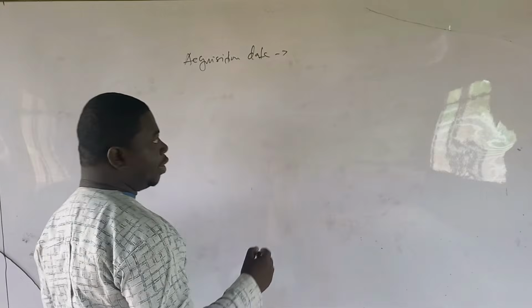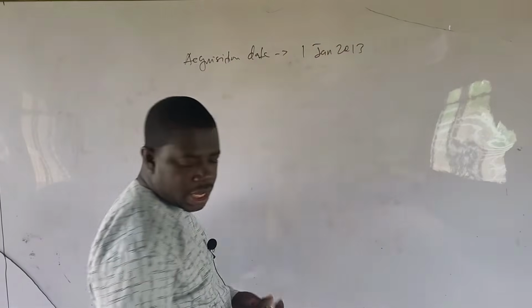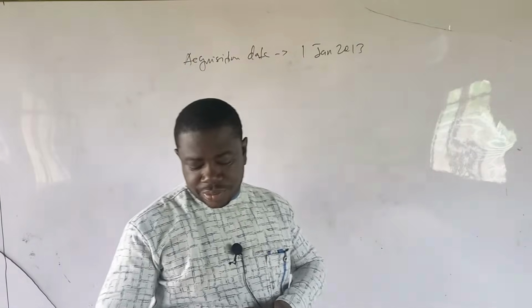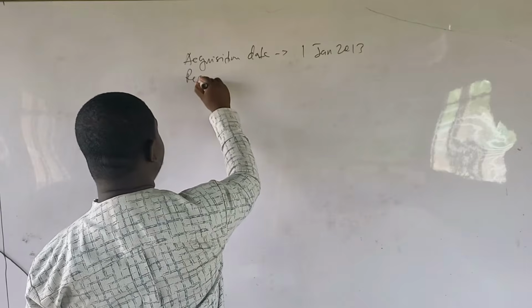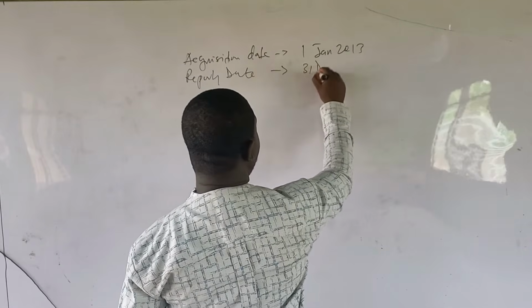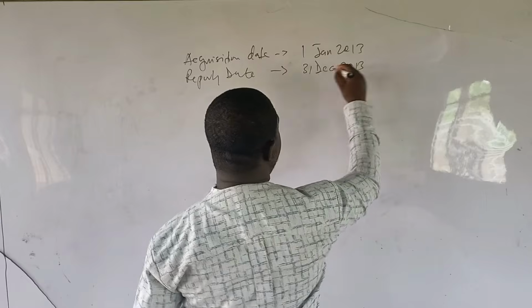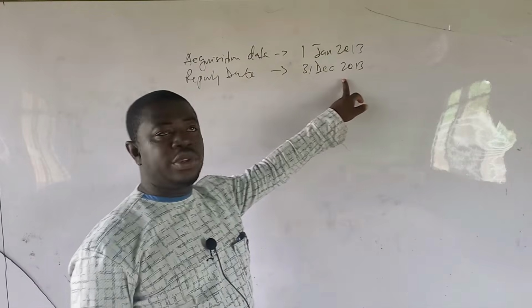That is why I'm putting them down. The acquisition date is 1st January 2013. Now, what is the reporting date? We are told that the draft statements of financial position of GBL and ABL are on 31st December 2013. So the reporting date is 31st December 2013. So you see, this reporting date is what we are going to consolidate.